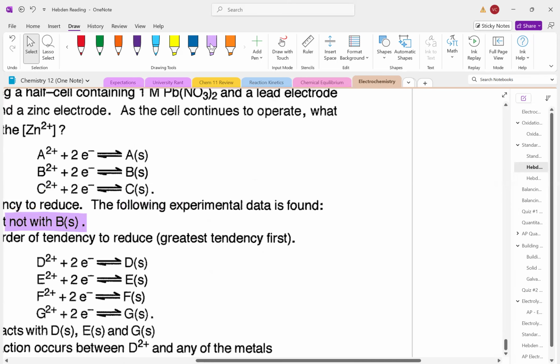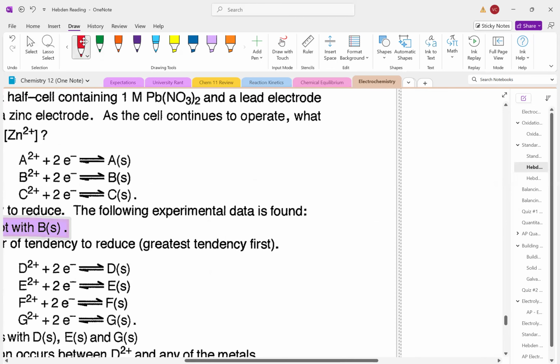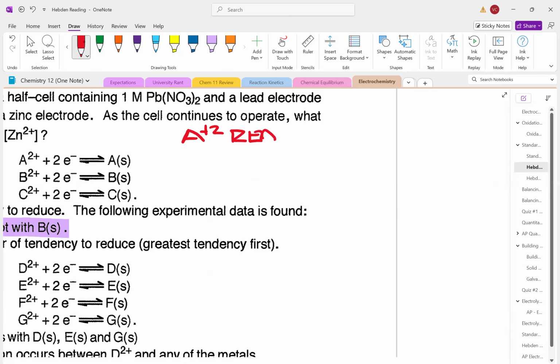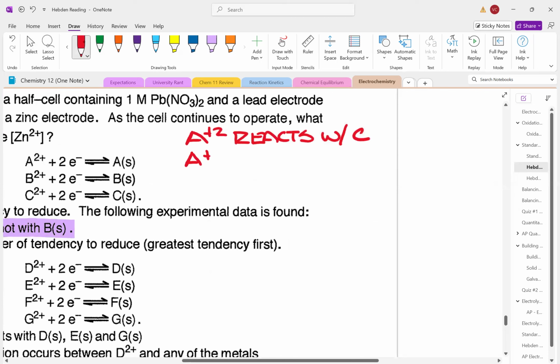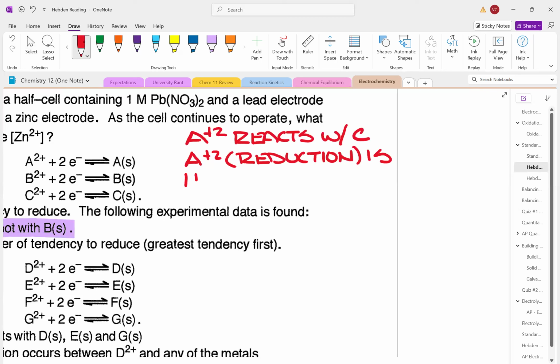First of all, let's look at the first scenario, where it says A2+ reacts with C. In this particular case, what that means is A2+, which is undergoing reduction, is higher than C, which is undergoing oxidation.